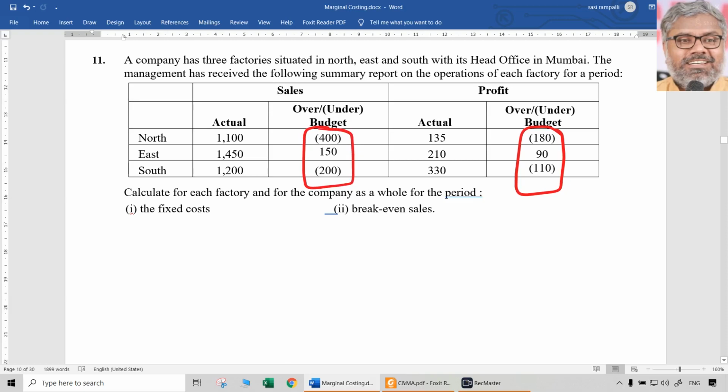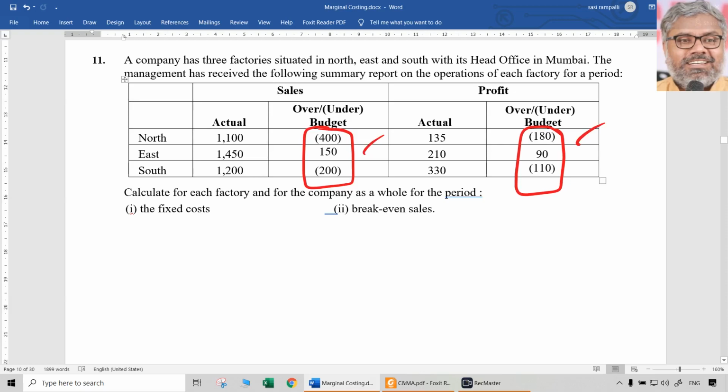Simply speaking. Why? Because if actual North sales are 1100 and if it is under budget 400, how much would have been budgeted? 1500. So what is the change in sales? Naturally 400. If actual profit is 135 and budgeted profit would have been how much then? 135 plus 180, it would have been 315. That is budgeted profit. So what is the change in profit from budget? 315 minus 135, that is 180. So there is no point of adding it and deducting it. Simply, this is the change in profit. This is the change in sales.